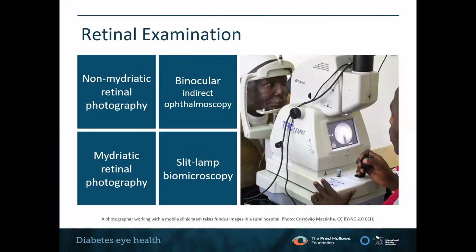Non-mydriatic retinal photography, binocular indirect ophthalmoscopy, mydriatic retinal photography, slit lamp biomicroscopy.